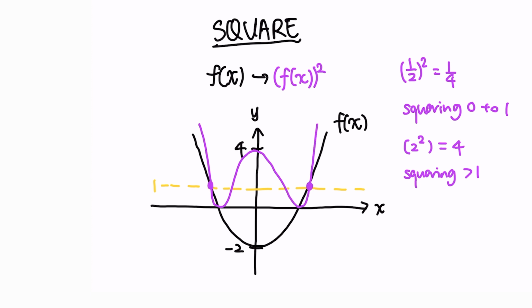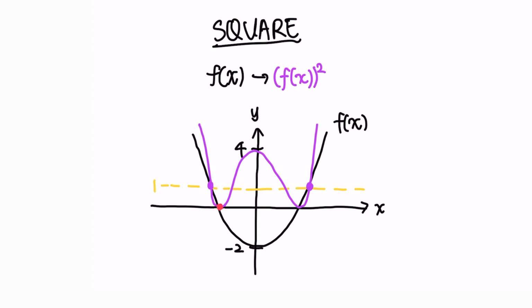And note, earlier, remember for the modulus graph, the points over here will be sharp points. But when we are squaring, these points over here actually become a smooth curve.